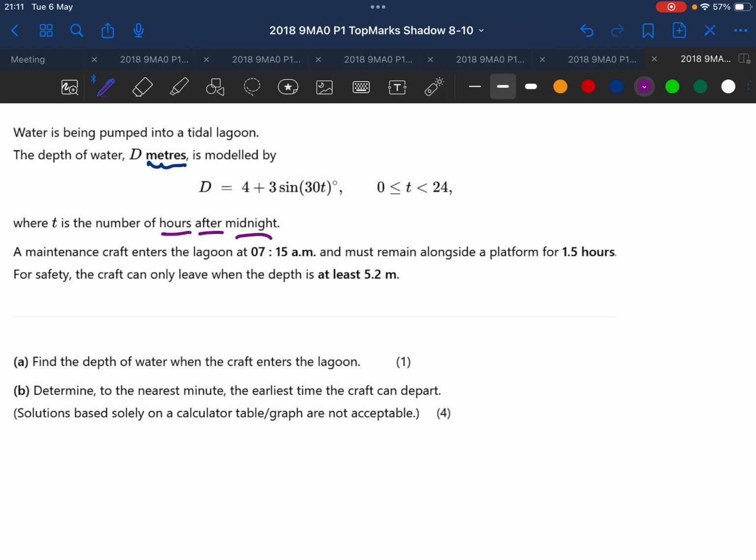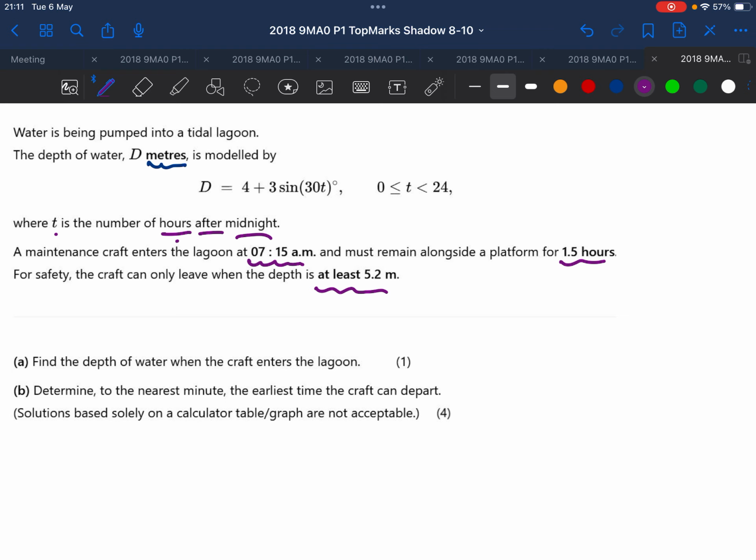A maintenance craft enters the lagoon at 7:15 a.m. and must remain alongside a platform for 1.5 hours. Okay, something about more than 5.2. Right, so something we want to spot early on really is t is the number of hours. So there's going to be some conversions in this question.